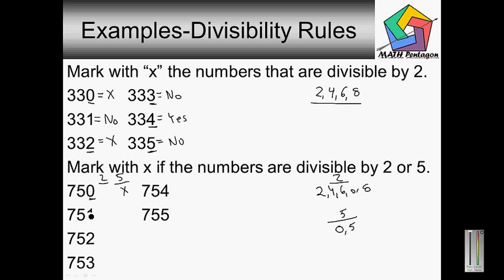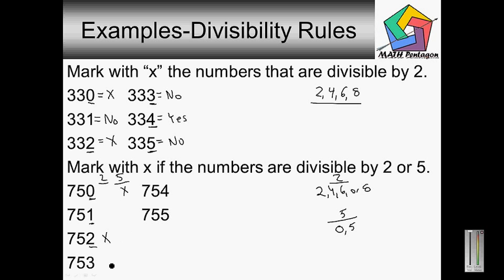We have 751. We have 1 at the end. Is it divisible by 2 or 5? No. So you can't put any X for that. 752. Is it divisible by 2? Yes, because 2 is an even number. Is 752 divisible by 5? No, because it doesn't end with 0 or 5, so you don't put X there.